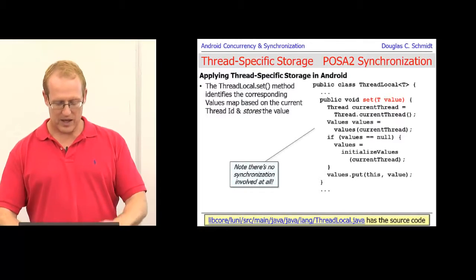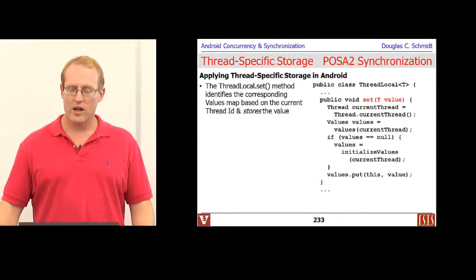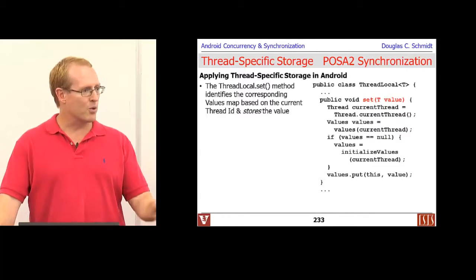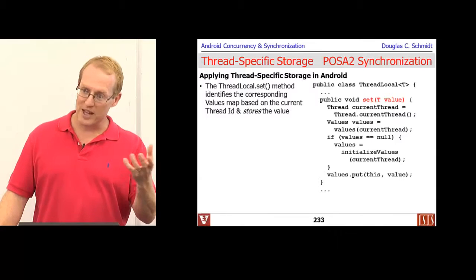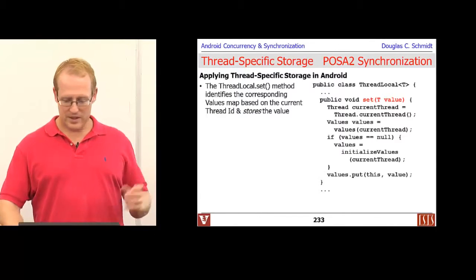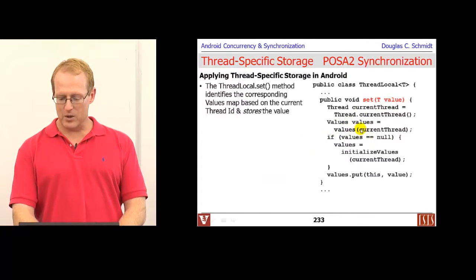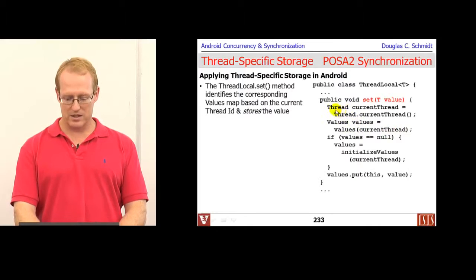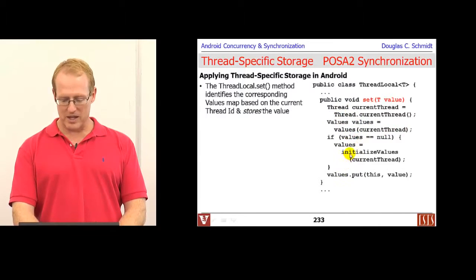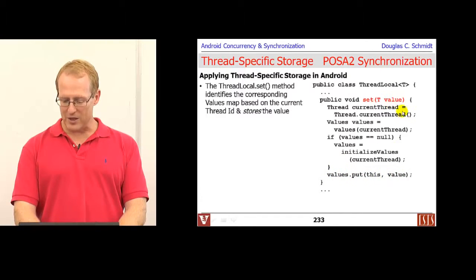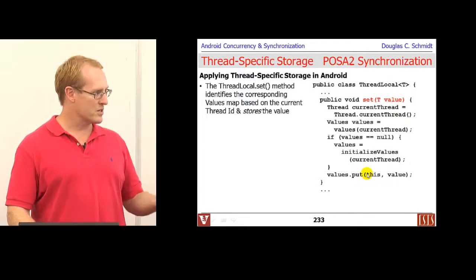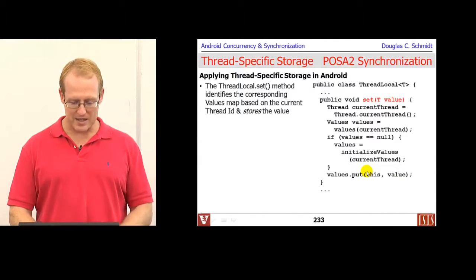Okay, so if you actually look at the code, it's kind of cool, and I'm going to show you the code here. Well, first I'll tell you about the code, then we'll go look at it. So thread local.set figures out what the appropriate values map is, in other words, the one that's for that thread, based on the current thread ID. So if you look here, it says, what thread am I in? I'm in the current thread. And then it goes and looks up in the current thread, and it gets back this list of values. And assuming it's not null, then it goes ahead and does a put operation on that particular values array, storing the value that was passed in under this object as its key, essentially.